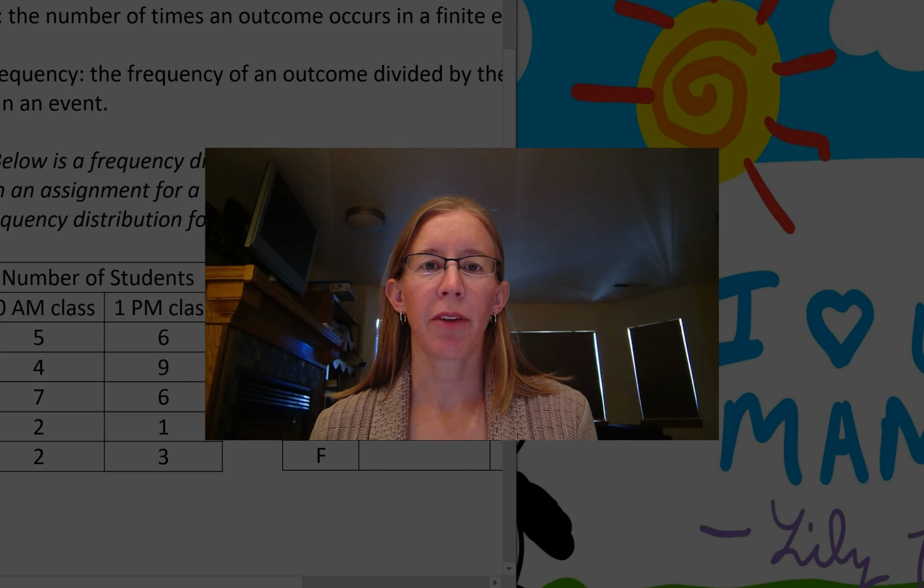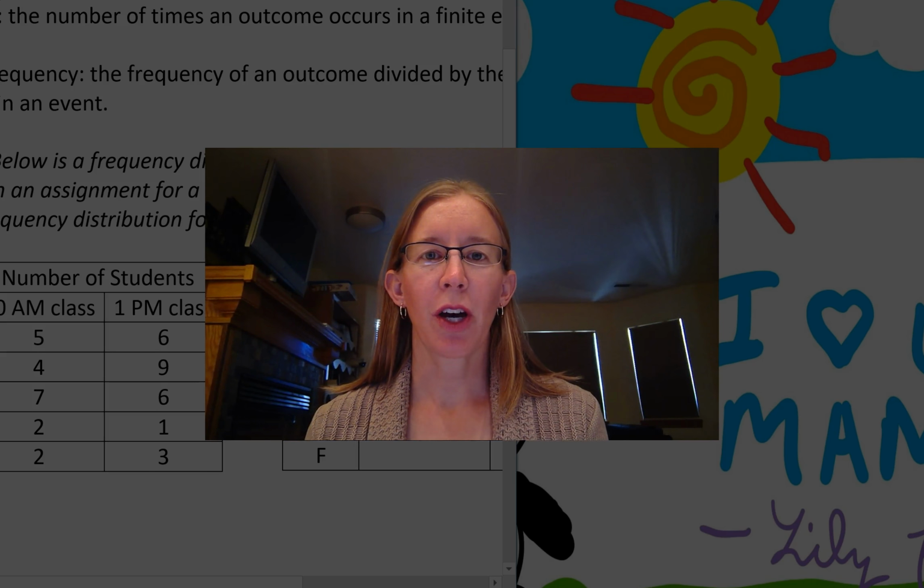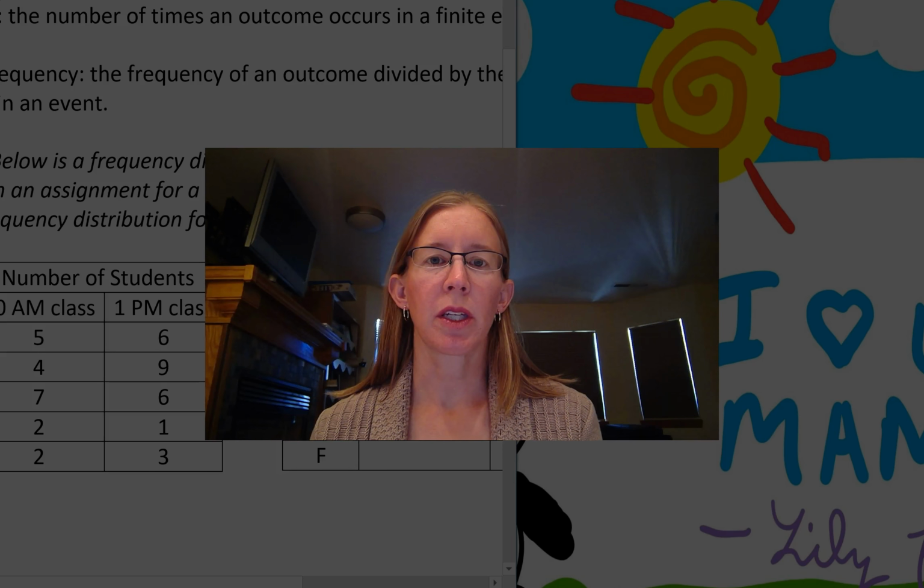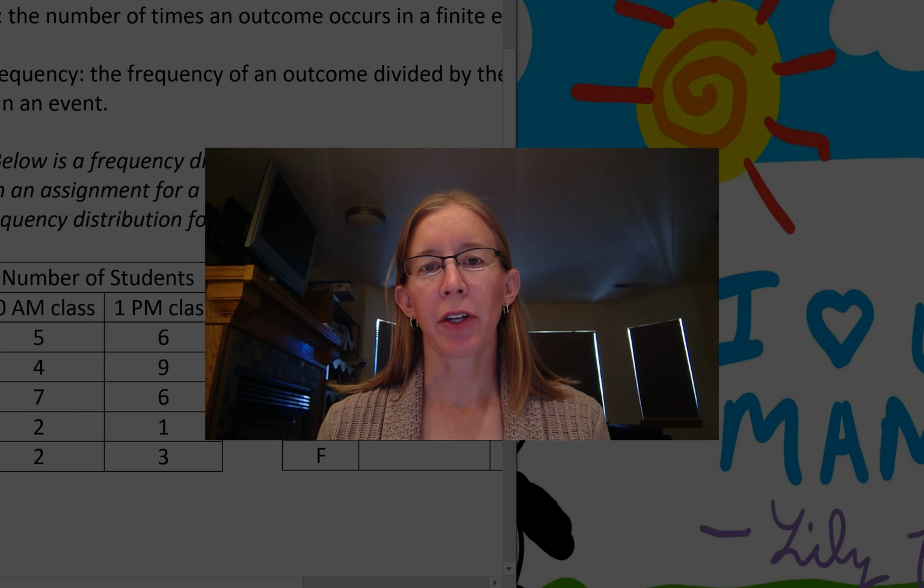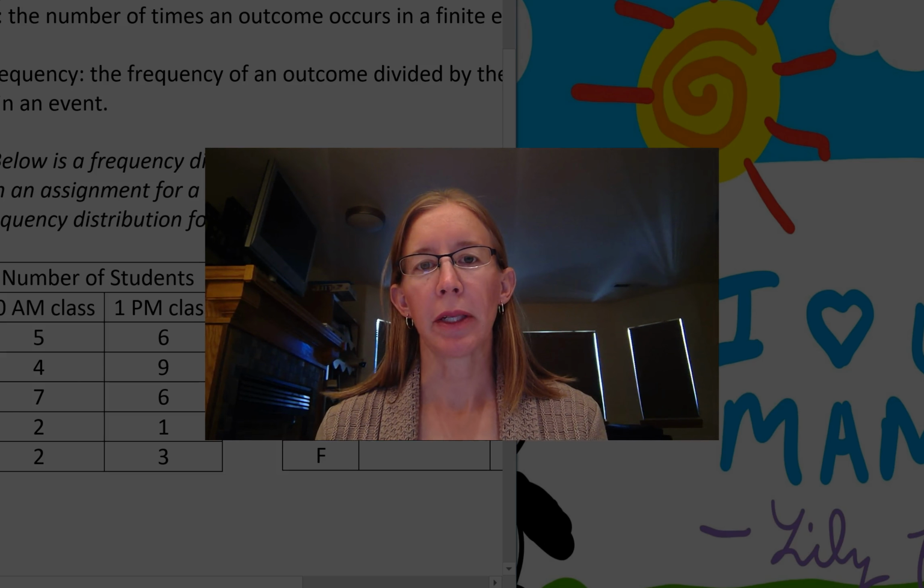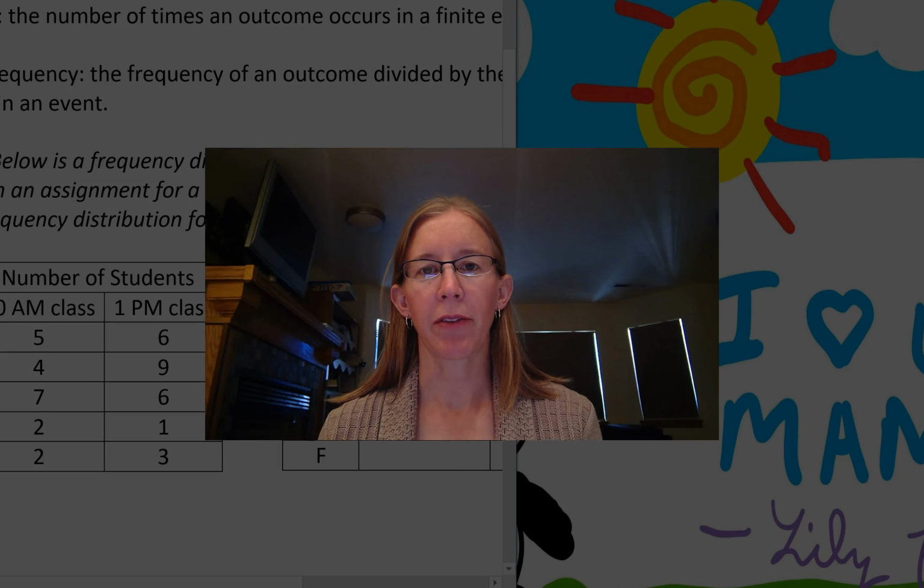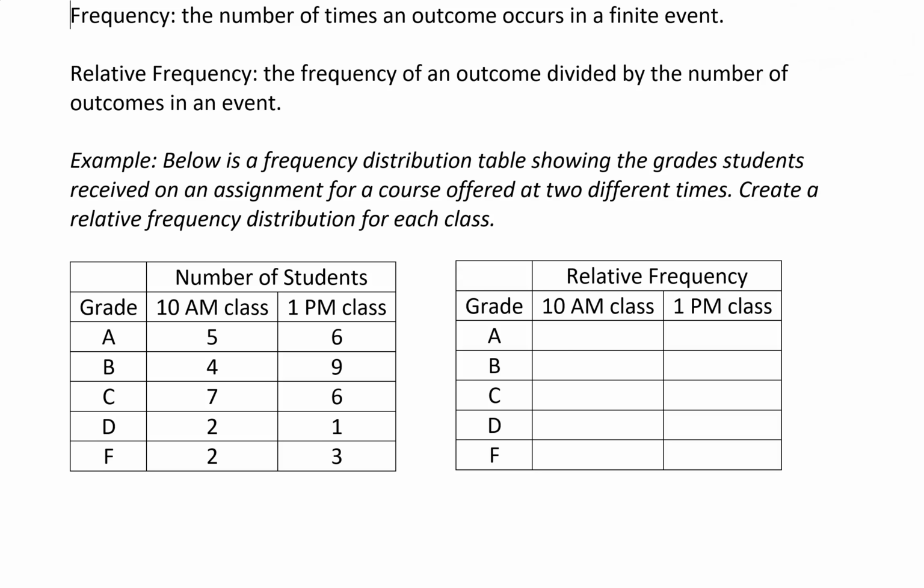to probability, in that if I have, say, 20 outcomes and I want to know the frequency of outcome number 5 occurring, it's the same as the probability of event number 5 occurring. Below is a frequency distribution table showing the grades students received on an assignment for a course offered at 2 different times. Create a relative frequency distribution for each class.